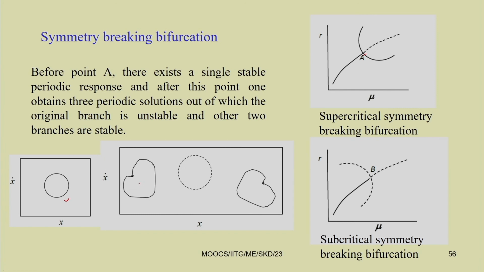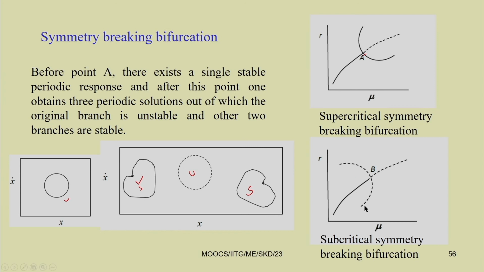After the bifurcation, we have two stable solutions. So, this is a stable periodic solution, and we have one unstable periodic solution. As from a stable branch we are going to two stable branches, this is known as supercritical symmetry breaking bifurcation. This is a continuous bifurcation, but we may have the other type also.